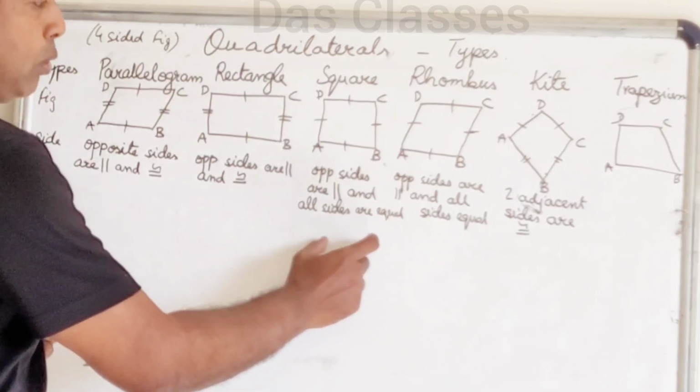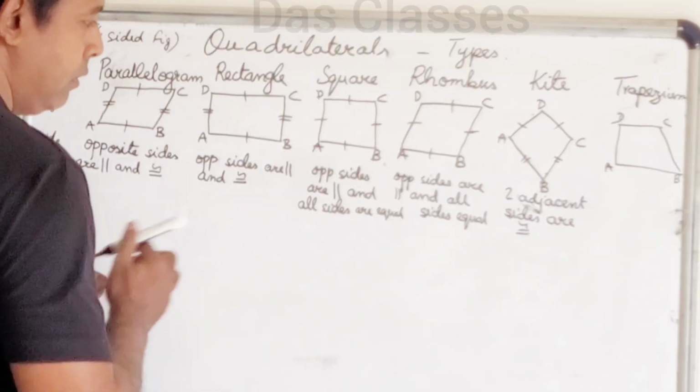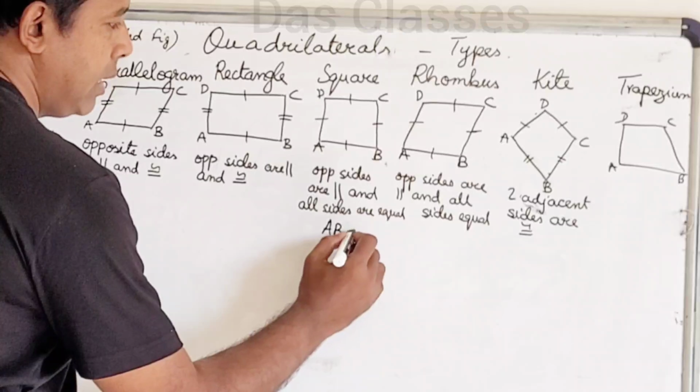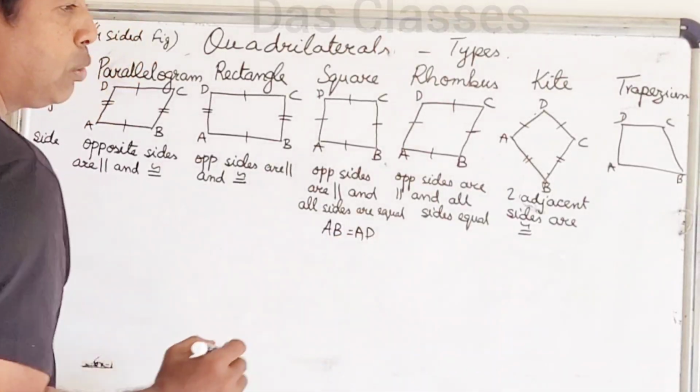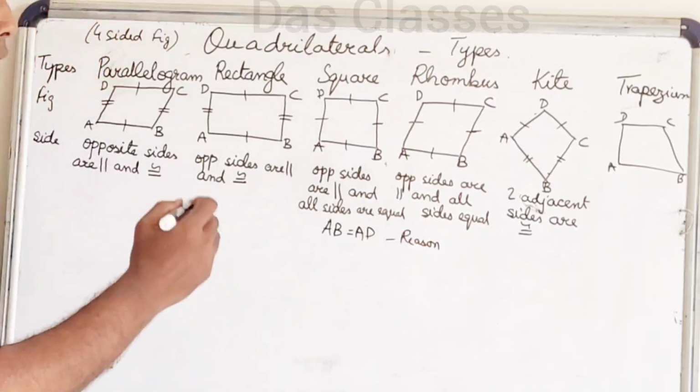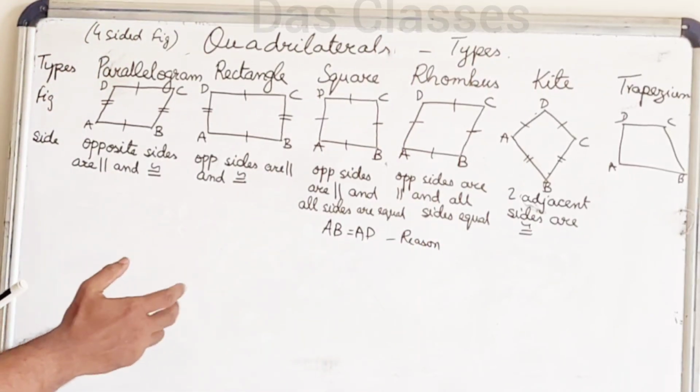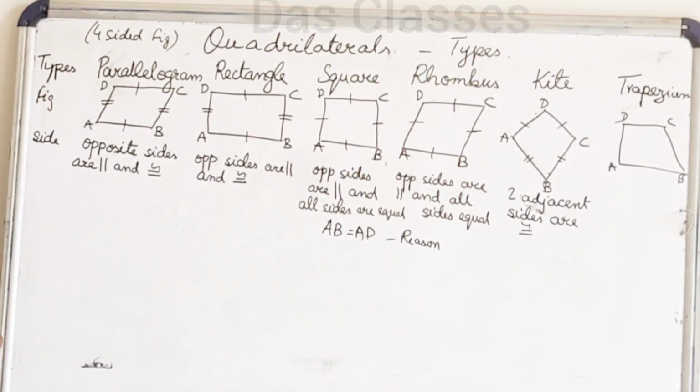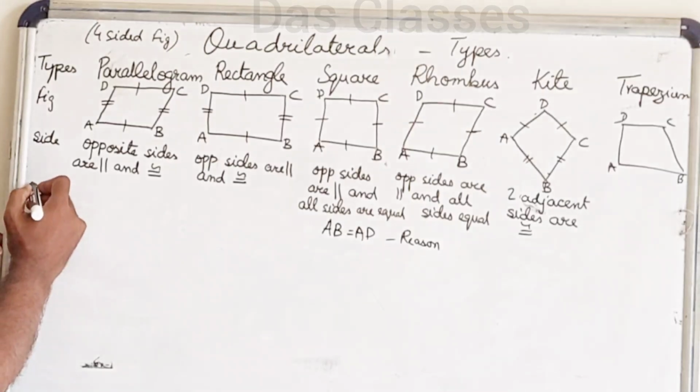So every time you write down something, suppose AB is equal to AD, don't forget to write the reason. Always write the reason so that the teacher understands how well you know your concepts. Okay, so that is about the sides. Next is angles.